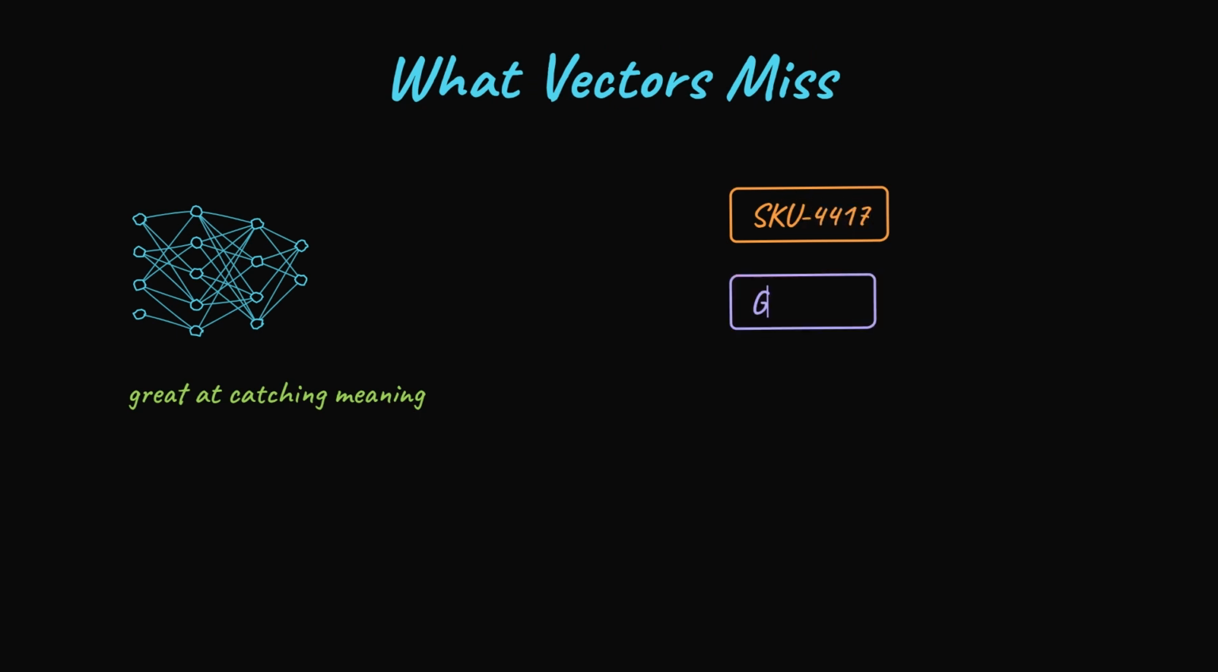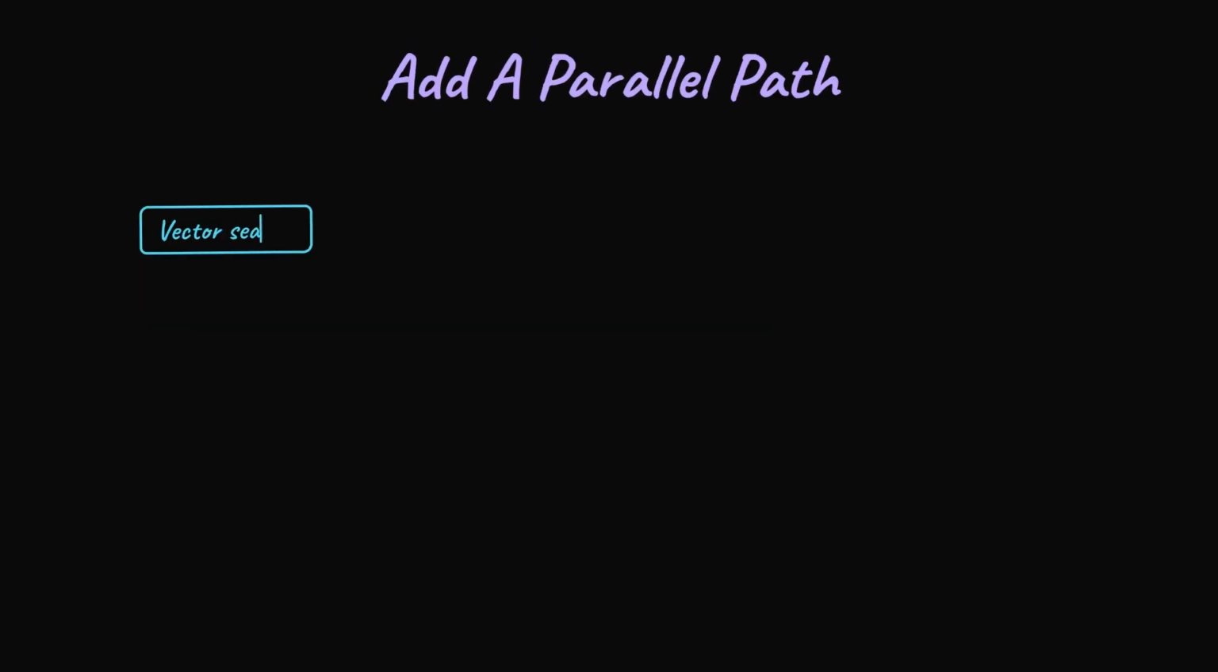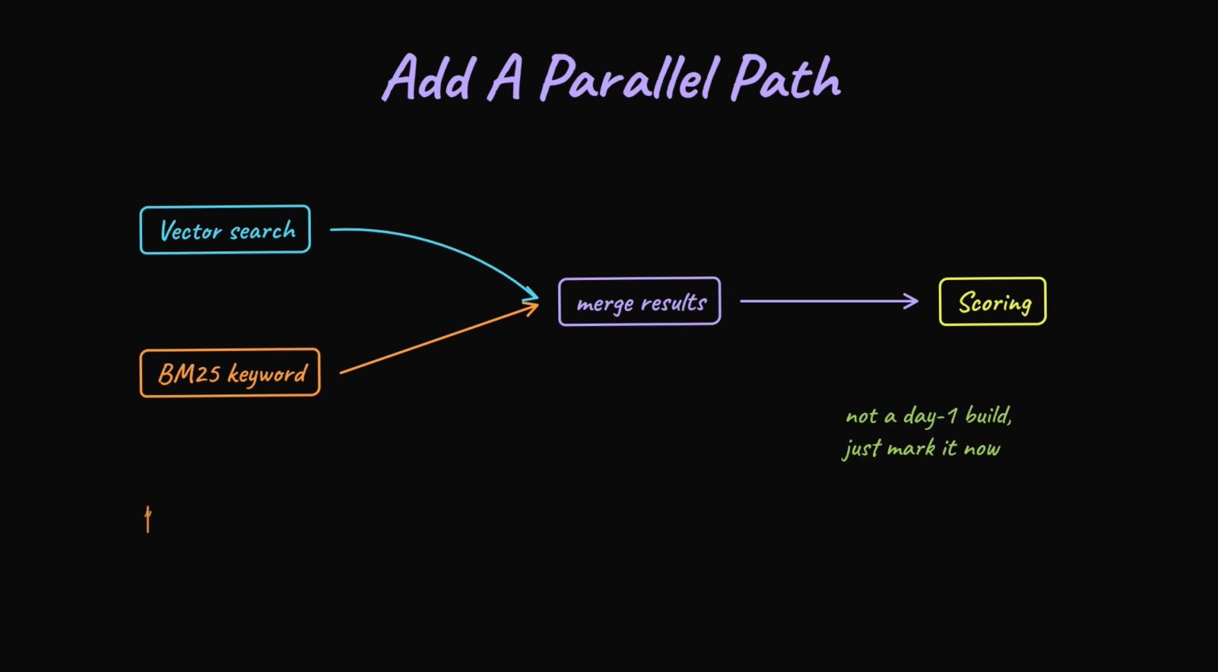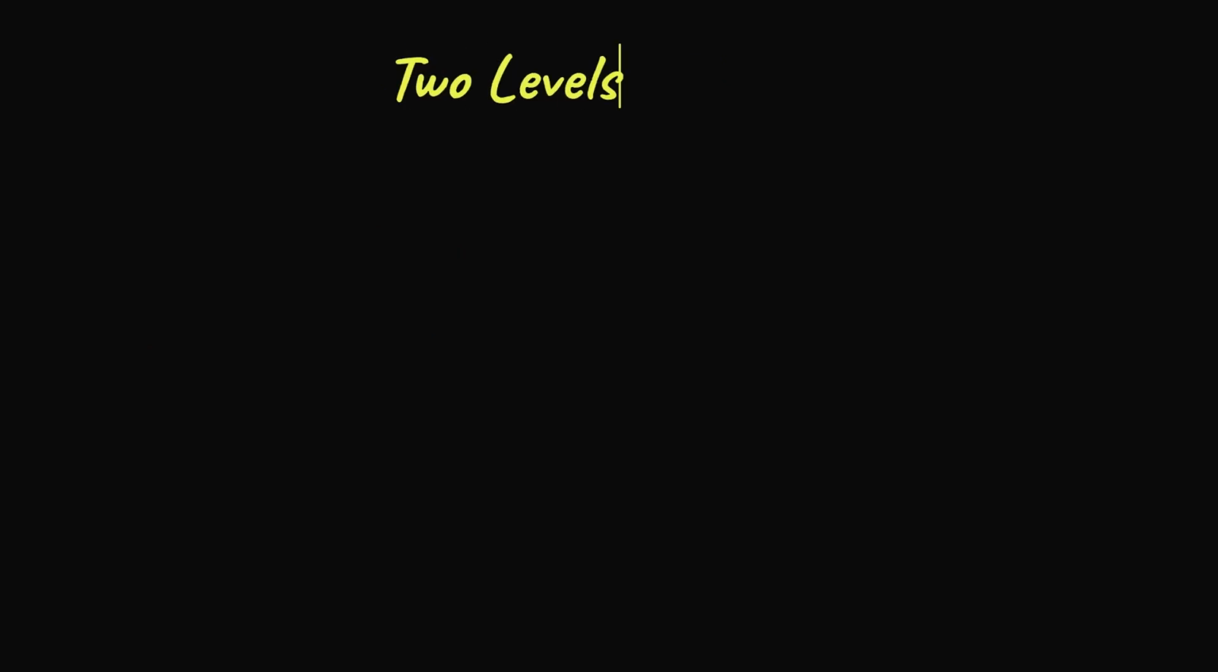Hybrid search is another one worth marking on the diagram, especially if your documents contain exact terms like product codes, model numbers, or names that a pure vector search tends to miss. Vector similarity is great at catching meaning, but it's not always great at catching an exact string match. So next to the vector search box, I'll add a parallel path for keyword or BM25 search, with the two result sets getting merged before scoring. You don't have to build this on day one, but marking it on the diagram now means you're not surprised later when someone asks why the system can't find an exact product code that's sitting right there in the documents.